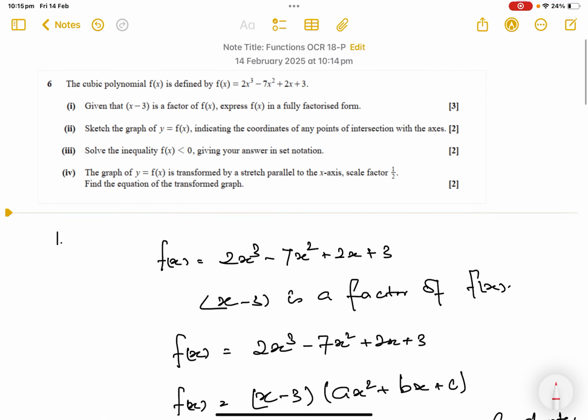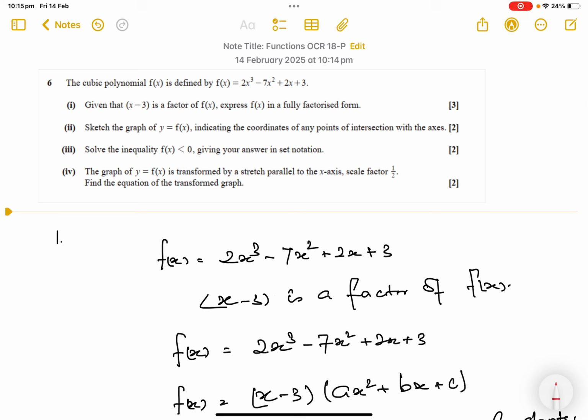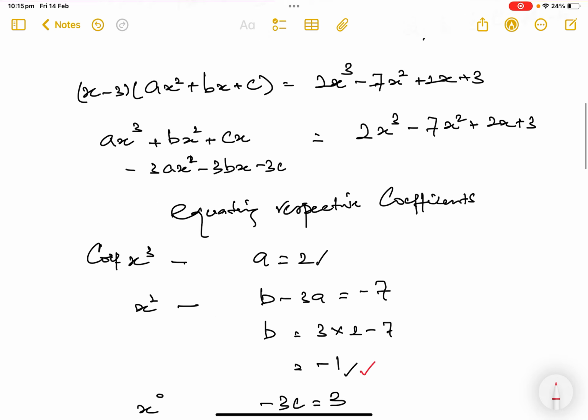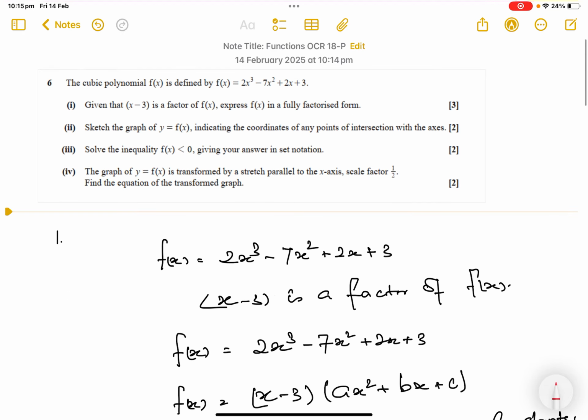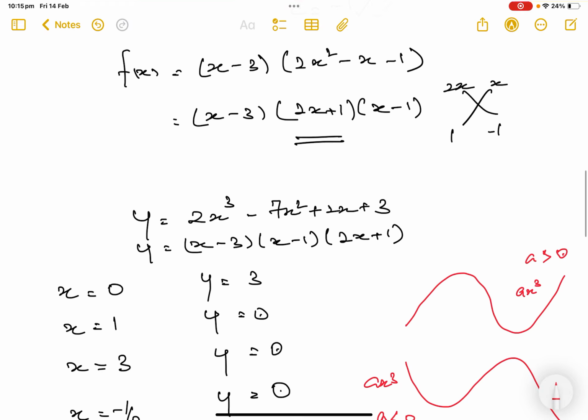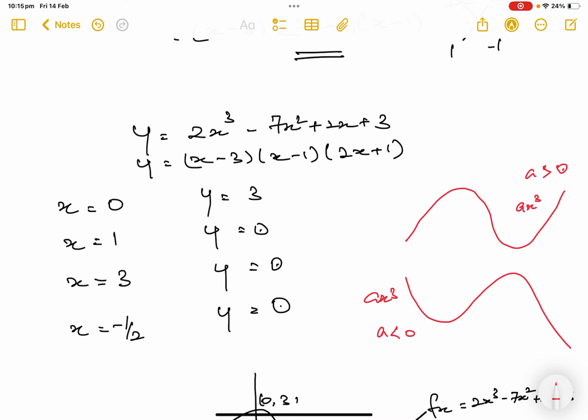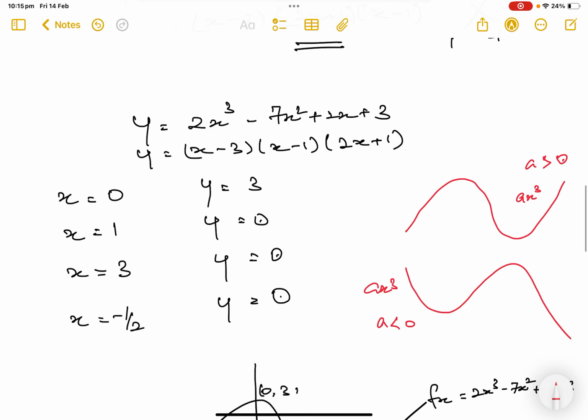Right, the second part: sketch the graph of y = f(x), indicating the coordinates of any points of intersection with the axes. So y = f(x), that is y = 2x³ − 7x² + 2x + 3. I purposely wanted to write this in the factorized form as well: (x − 3)(x − 1)(2x + 1).